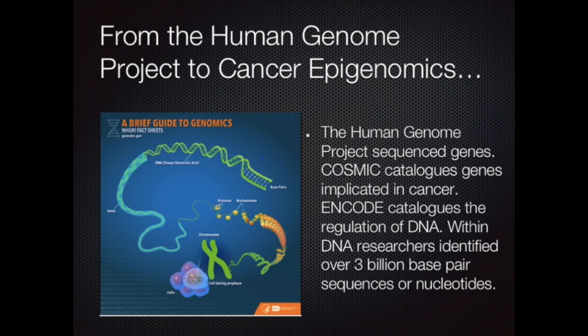The Human Genome Project sequenced genes. COSMIC catalogs genes implicated in cancer. ENCODE catalogs the regulation of DNA.